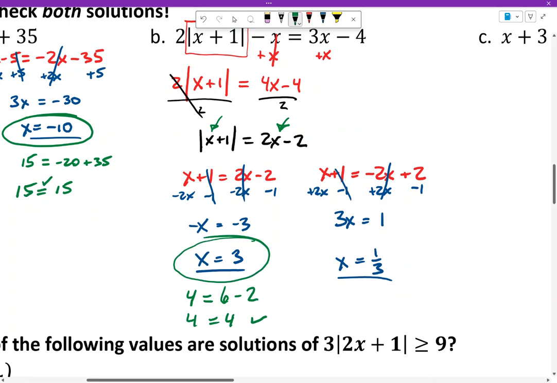Let's try 1/3. 1/3 plus 1 is 1 1/3. The absolute value of which is 1 1/3. No need to make a decimal. We can just leave it like that. Now 2 times 1/3 is 2/3 minus 2. Well, that's going to give me negative 1 1/3. And 1 1/3 does not equal negative 1 1/3. So this doesn't work. That's an extraneous solution. So just x equals 3 on that one.